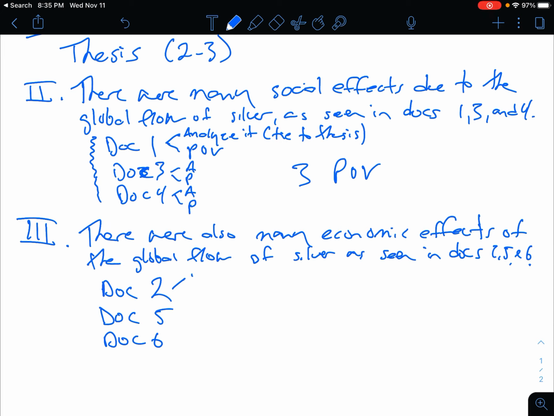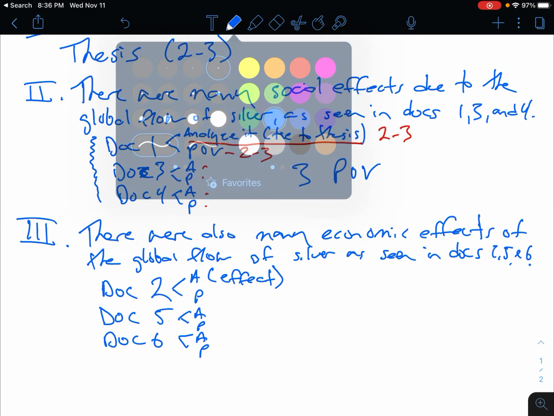And again, each one, first analyze it, which means what is the effect? Tie it to the prompt, tie it to the thesis, what is the effect? And then point of view when I can. And if you're wondering, people always ask me about number of sentences. So for this part, where I analyze the document, that's going to be maybe 2 to 3 sentences. Point of view, again, maybe 2 to 3 sentences. So each time you can add that up on your own.